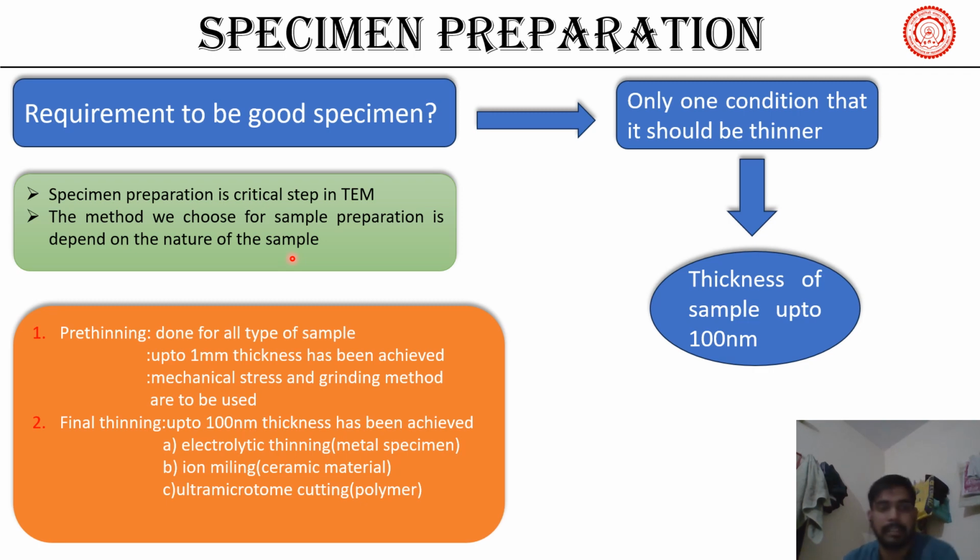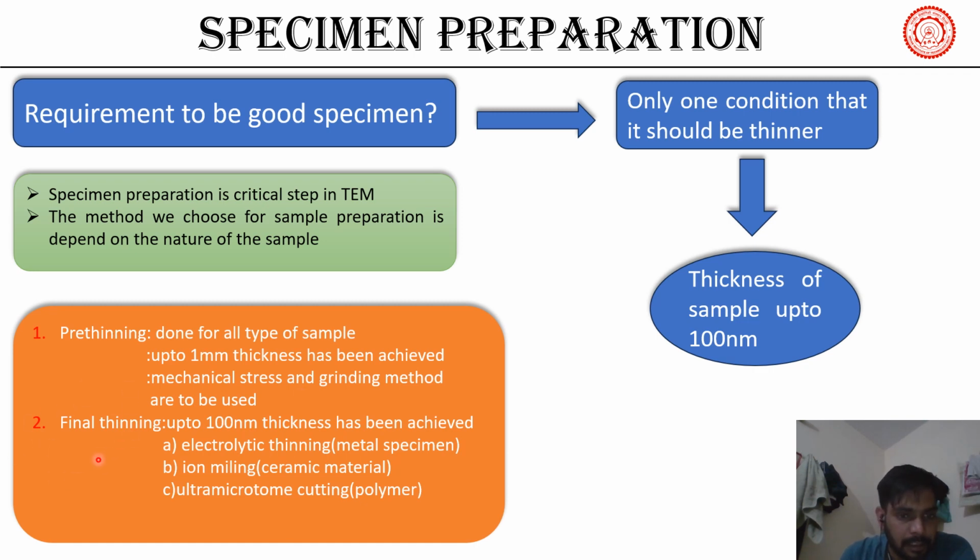The first one is pre-thinning. This step is done for all types of samples. After this process, we get up to 1 millimeter thickness, and the method used in this pre-thinning is mostly mechanical stress, and the second is the grinding method, which can also be used.